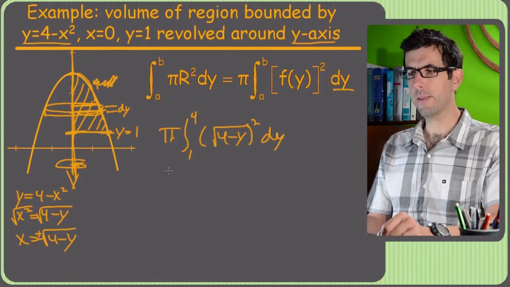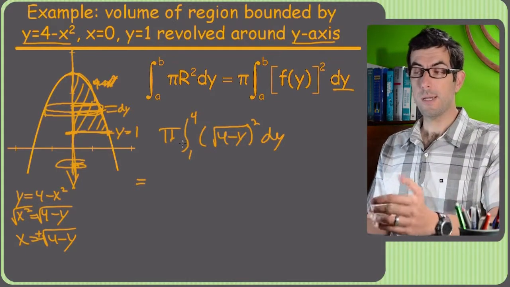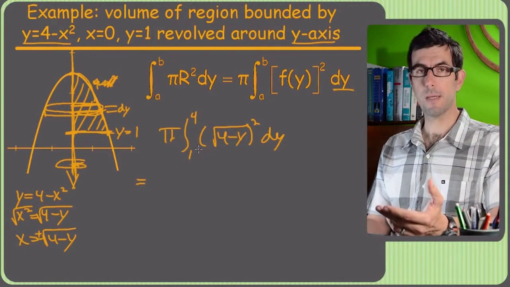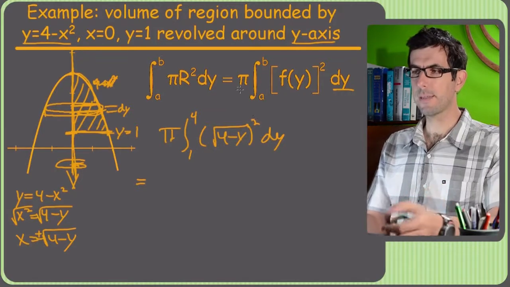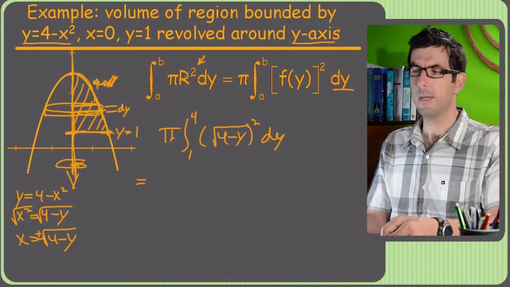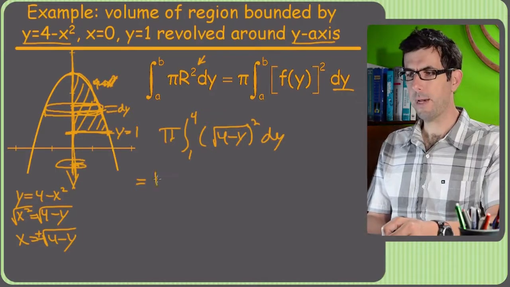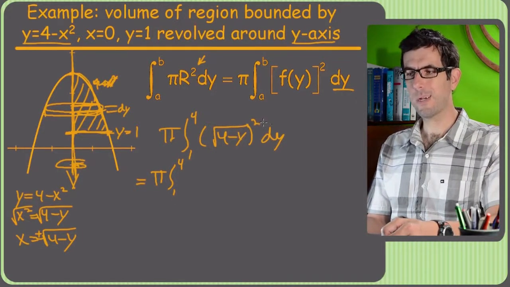Now I'm ready to go, and this thing's going to happen here that happens a lot in these problems. Whenever you have a big square root, it turns out to not be a problem, because when you square it, the square root goes away, because the disk formula and the washer method also have a built-in square here. So if you put in a square root, that's fine, it just gets squared away. So we got pi times the integral from 1 to 4. The square root of 4 minus y, squared, is just 4 minus y.